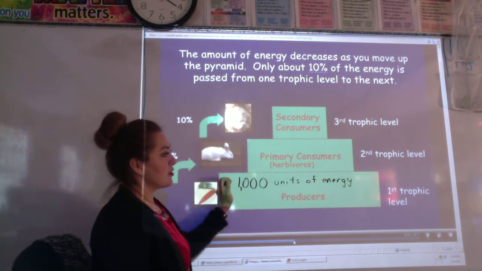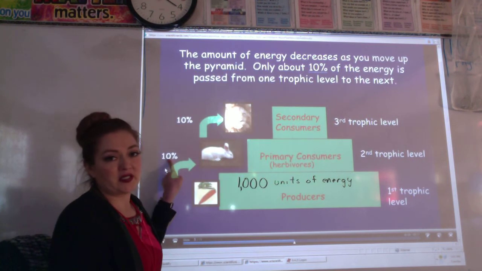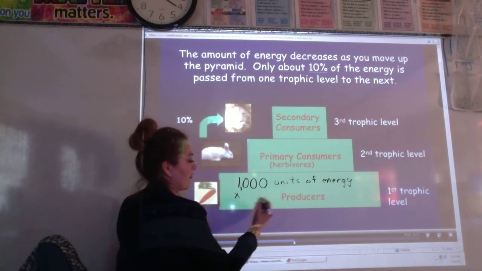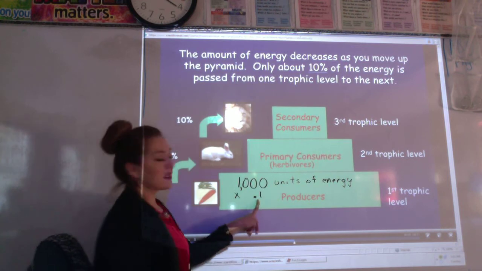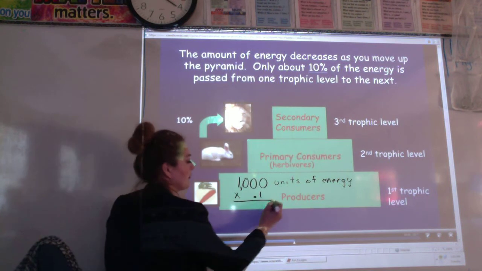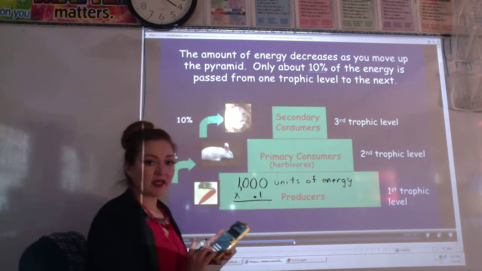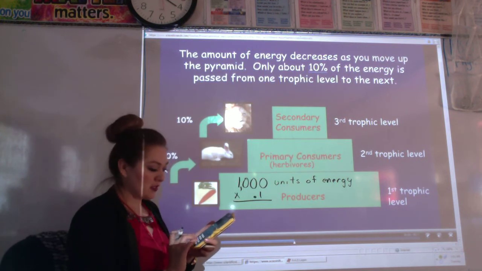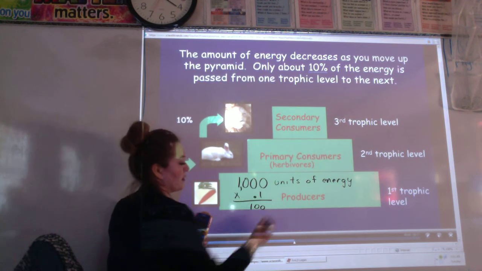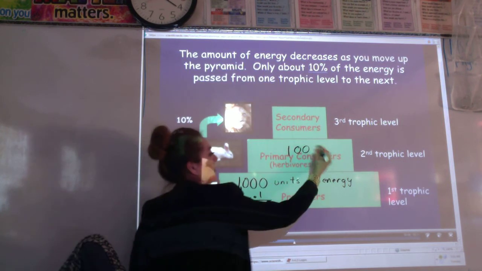Okay? How many of these units are going to get passed on to the primary consumers? Well, we know that it's only 10%. So what you do is you multiply whatever number of units of energy you have times 0.1. Because 0.1 is the same as 10%, but we're changing it from percent to a decimal. So when you put that into your calculator, 1,000 times 0.1, let me use my calculator just to be exact, 1,000 times 0.1, which is the same as 10%, that gives me 100 units of energy. So 100 units of energy get passed to the primary consumers.